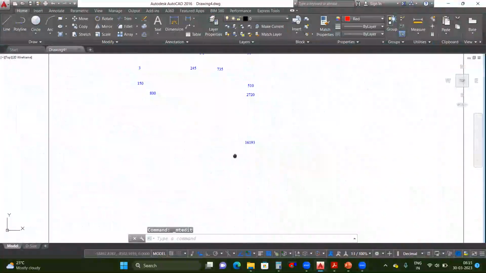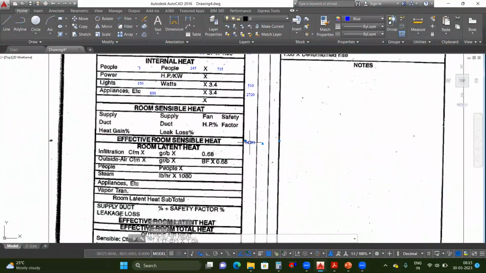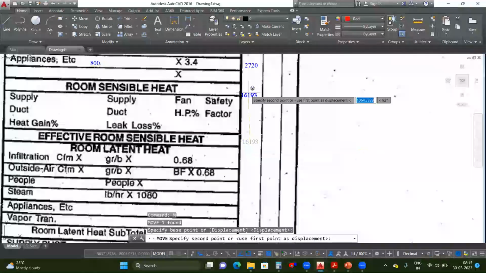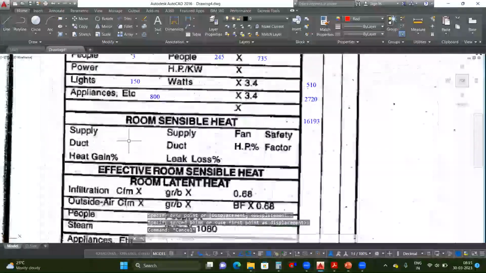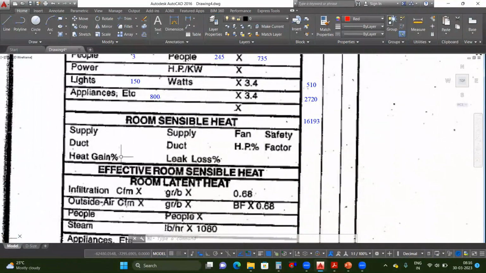So this is the BTU, and I need to place it here. This section is the supply heat gain. When you are sending the air through the ducts, there can be leakages or fan heat, so if you consider some safety factor, we need to take it. I will consider that as a 5% safety. This is the entire sensible heat, that is 16,193.